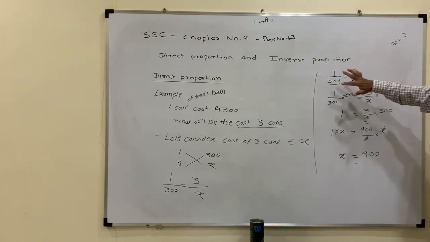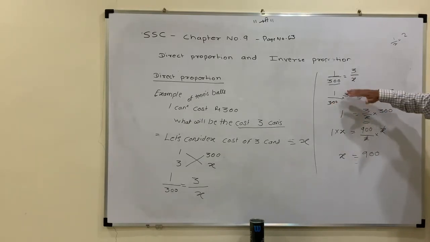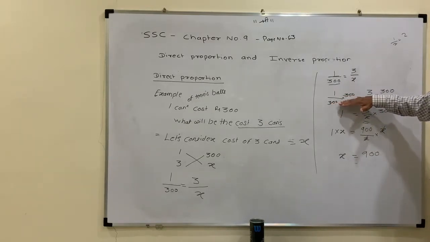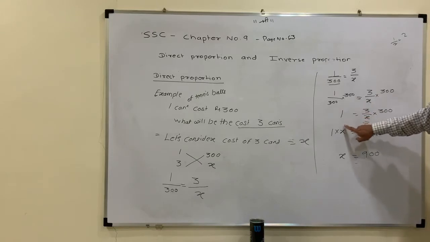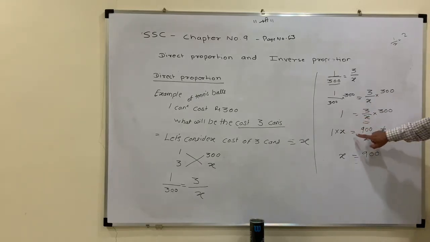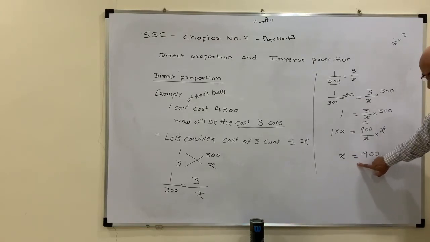The same answer we get. Before, we took the reciprocal of the left hand side and the right hand side, and we did the same operation. In this case, what we are doing is multiplying 300 first to both the sides and maintaining the equality. Then we are multiplying x to both the sides and maintaining the equality. And then we found the value of x.